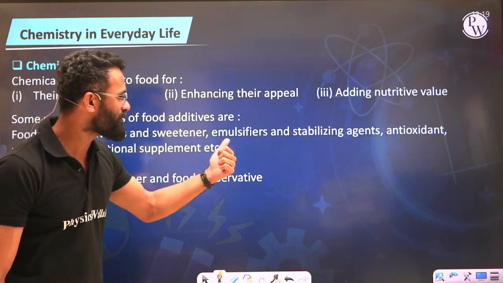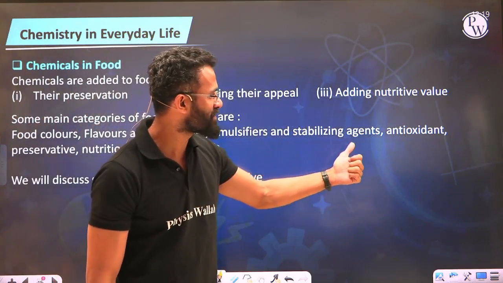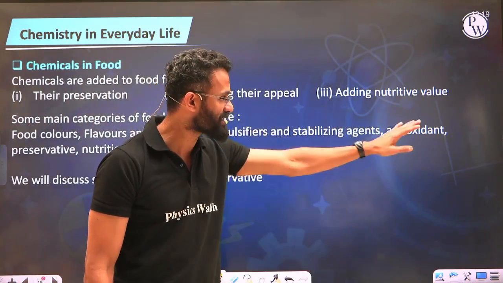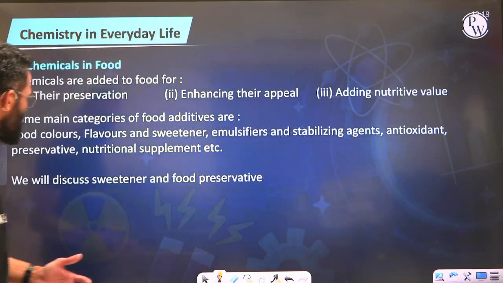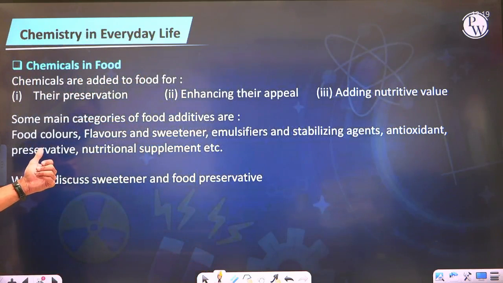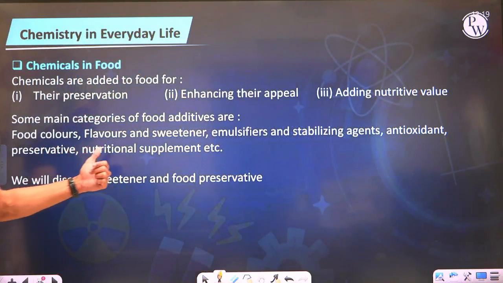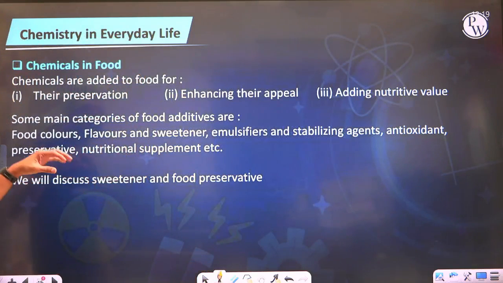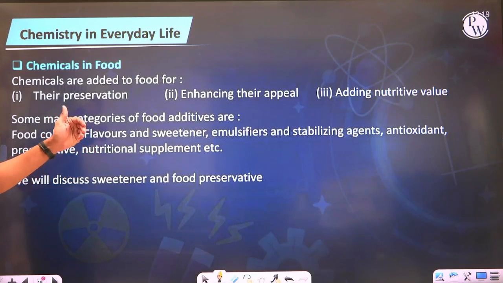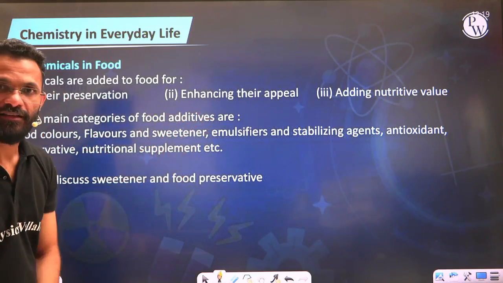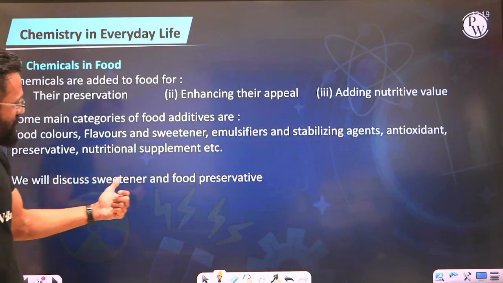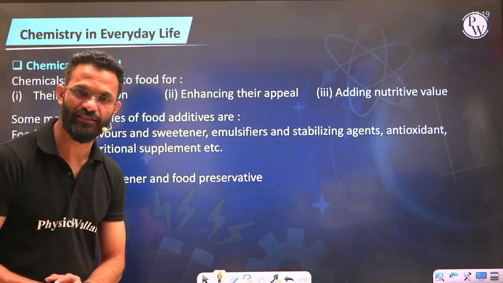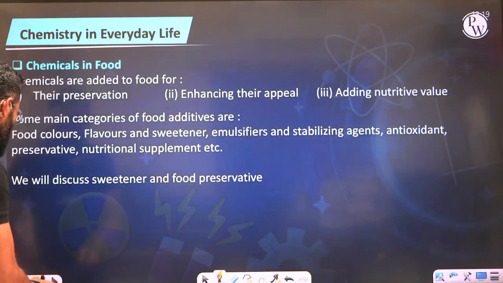We do it by adding emulsifiers, we add some stabilizing agents, we add some antioxidants which basically stop the oxidative spoilage of food, right? That is what you call an antioxidant. We also use some nutritional supplements. So basically these are the main categories which we add to a particular food in order to achieve these things. However, as far as our syllabus is concerned, we are only going to discuss artificial sweetening agents and food preservatives. So guys, let's talk about artificial sweeteners.